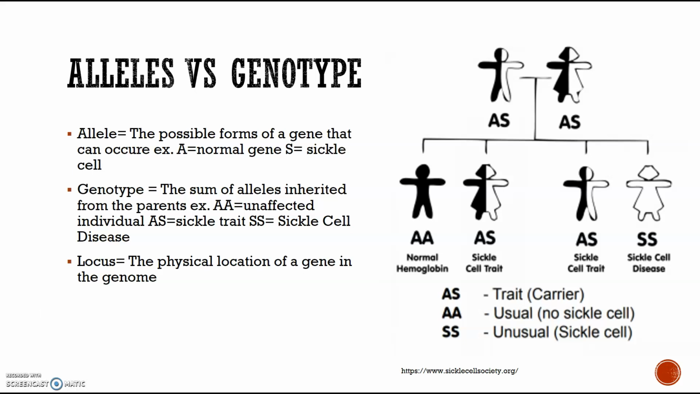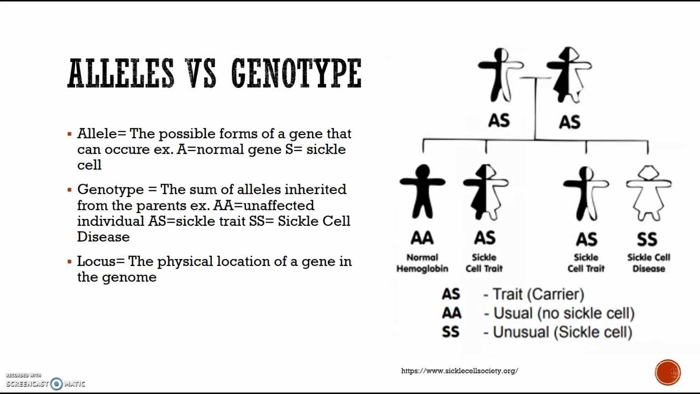So we need to go over some vocab here. Alleles are the possible forms of a gene that can occur. In this case, we're talking about big A being the normal gene and S being the sickle cell gene. Genotype is the sum of the alleles inherited from the parents. Usually you get 1 copy of each gene from each parent. If we have 2 big A's, that person is unaffected. If you get a big A and an S, one from each of your parents, you have the sickle trait, or you're a carrier. And if you have 2 of the sickle cell genes, 2 S's, that means you have sickle cell disease.